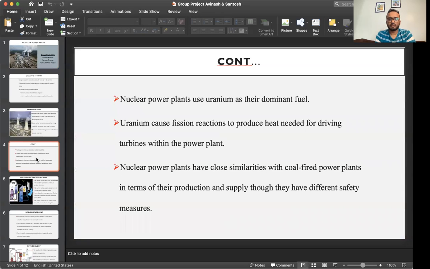Nuclear power plants have close similarities with coal-fired power plants in terms of production and supply, though they have different safety measures. In both cases, the water is heated and converted into steam, and the steam rotates the turbines and produces electricity. So in that case, we can compare nuclear energy and coal-fired power plants.